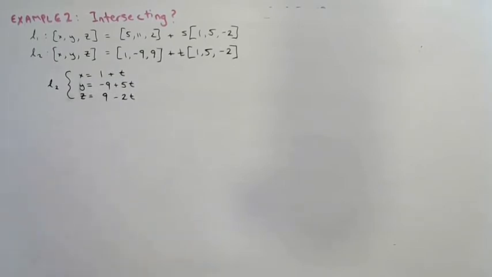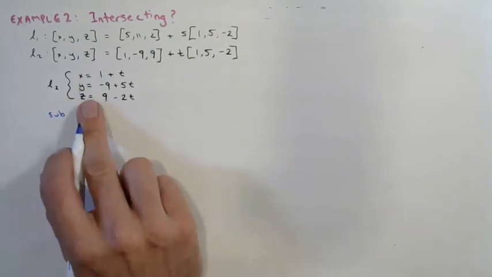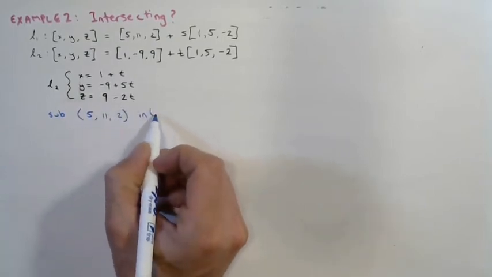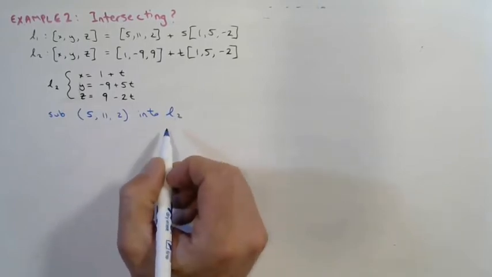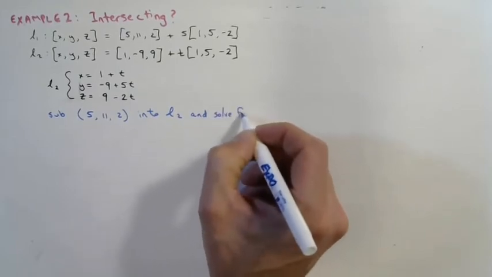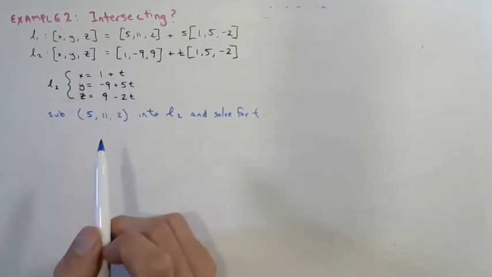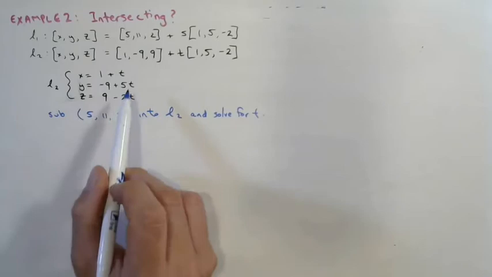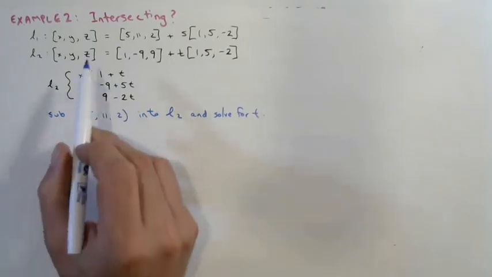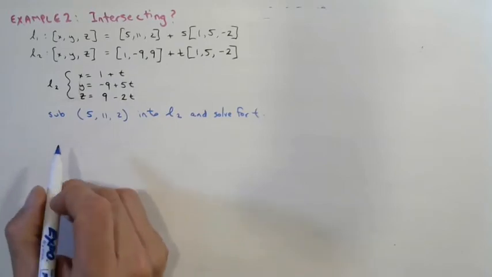And now I just need to substitute the coordinates. Sub 5, 11, 2 into L2 and solve for t. Now, if I get the same t for all of them, then I know that this point satisfies the equation here as well. If I get a different value of t, then I know that 5, 11, 2 is not on line 2 and that they are distinct parallel lines.